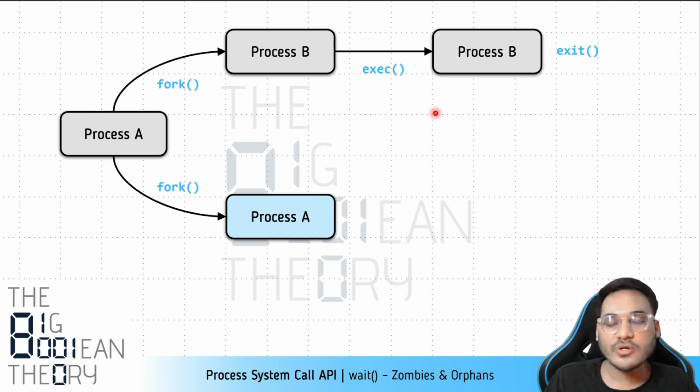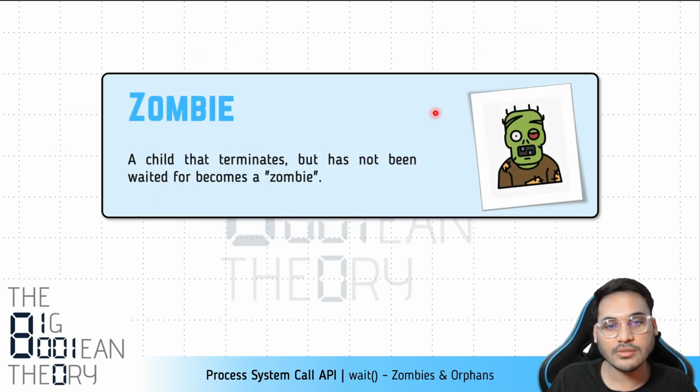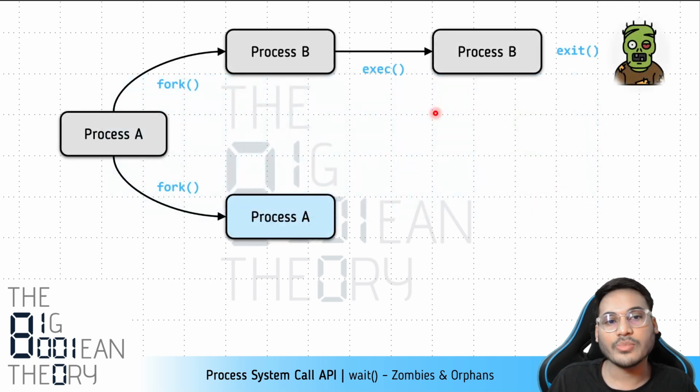It's just that its process control block will be kept in the system because the exit information has to be passed on to the parent, and the parent has not yet called wait. That is why such a process which has exited but has not been waited upon, basically the parent has not invoked wait on it, is called a zombie process. And let's see what happens with a zombie process once the parent invokes the wait system call.